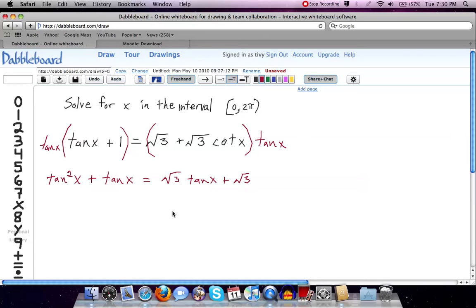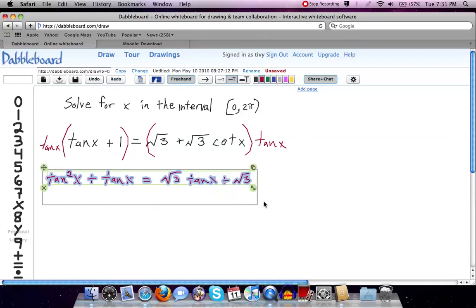So now, when you look at this equation, you notice that there's a tangent squared x and a tangent of x, and there's a constant root 3 in there. So this is a quadratic, and when you have a quadratic, you want to have one side of the equation equal to 0.